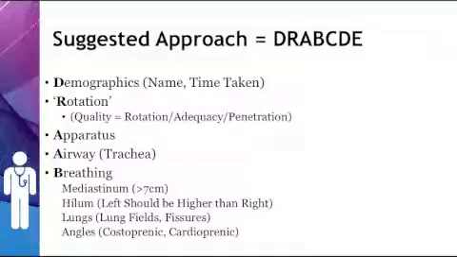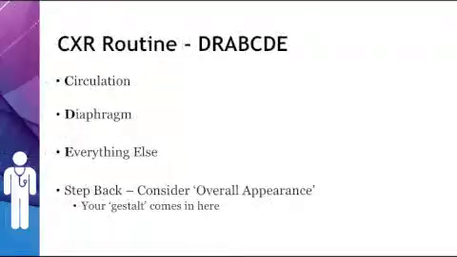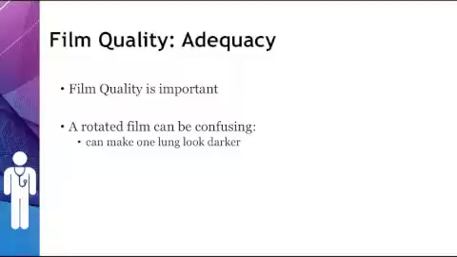I suggest the checklist from Michael Caslin, the ABCDE approach. So look at the demographics, the quality of the film, the apparatus and the airway, the breathing, which includes mediastinum, hila, lungs, and the various diaphragmatic angles, circulation, a good close look at the diaphragm and the area underneath the heart, and then everything else. Step back and consider the overall appearance if you can. This is where your clinical gestalt about the X-ray comes in, in combination with looking at the patient themselves.